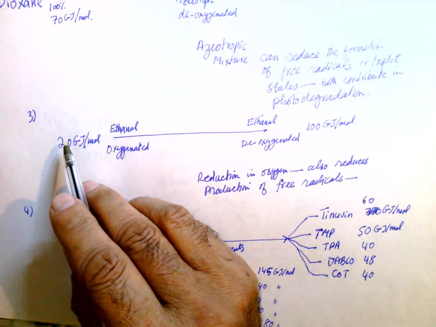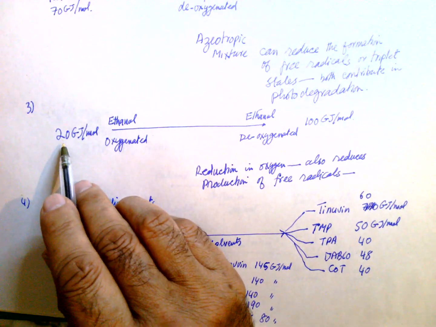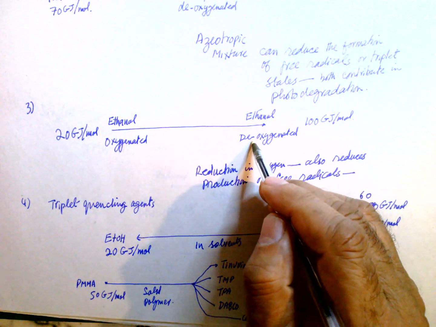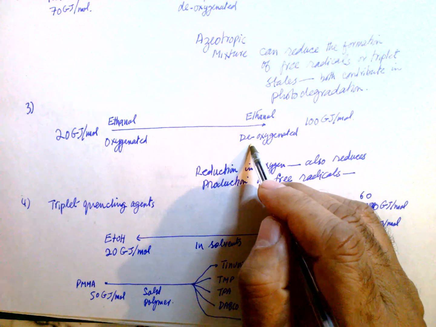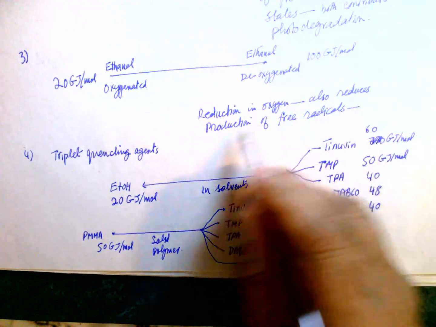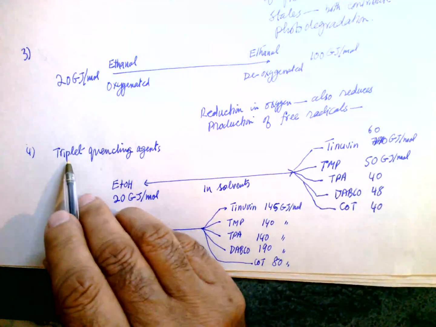So number three result is ethanol: oxygenated 20 gigajoule per mole, deoxygenated to 100. So reduction in oxygen also reduces the production of free radicals.